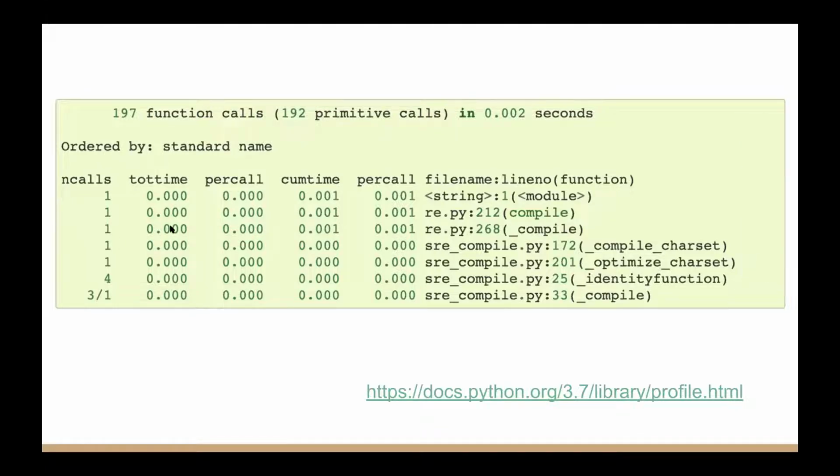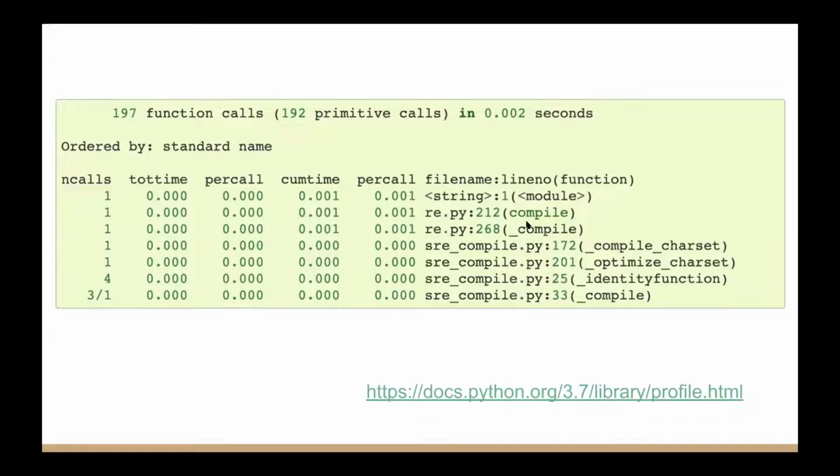And the next column is total time. So total time it took. Then per call is total time divided by the total calls. Then we have cumulative time, and another per call, which is cumulative time divided by primitive calls. And the last column actually gives you the file name as well as the line number. So here we literally see read.py line 212. So it really pinpoints exactly where you need to be and how long it's spent there.